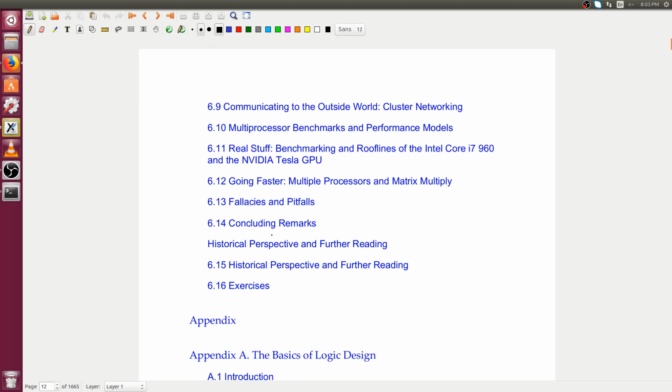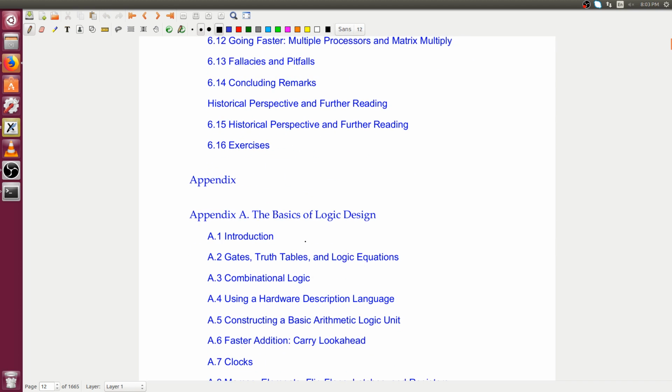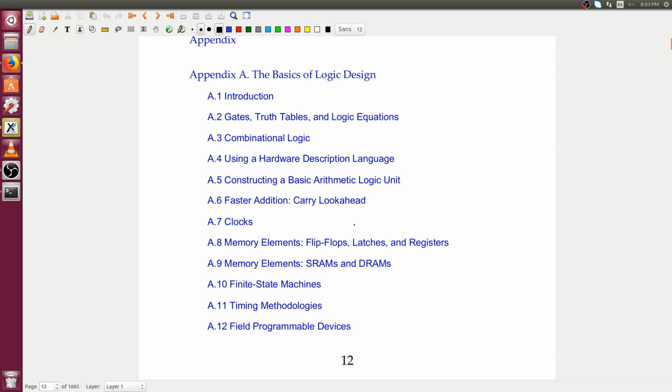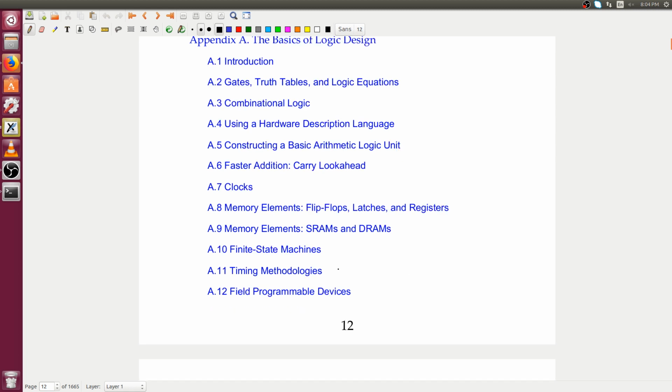And guess what? I work in a lab, and all I do is work on these cards, and it's so much fun. Okay, and then we got some appendix stuff: the basics of logic design, gates and truth tables, combinational logic, clocks, flip-flops, SRAMs, DRAMs. I read an interesting paper dealing with DRAMs today. That's pretty cool.